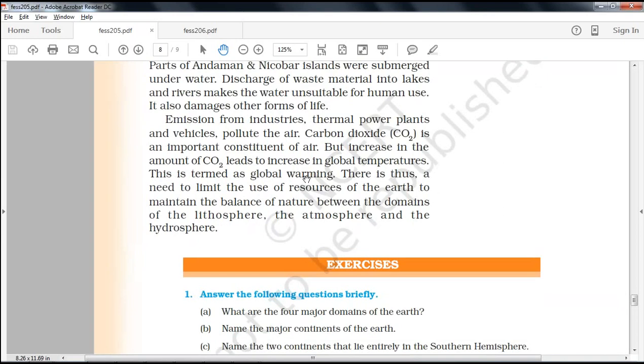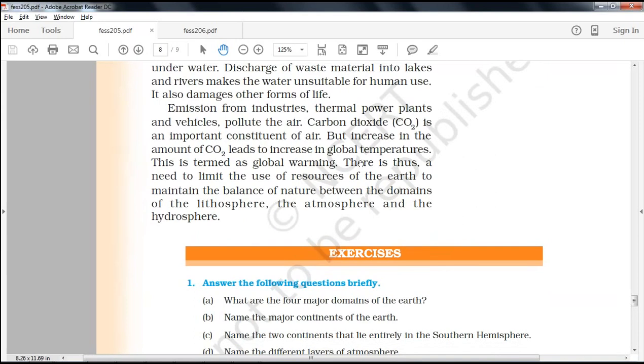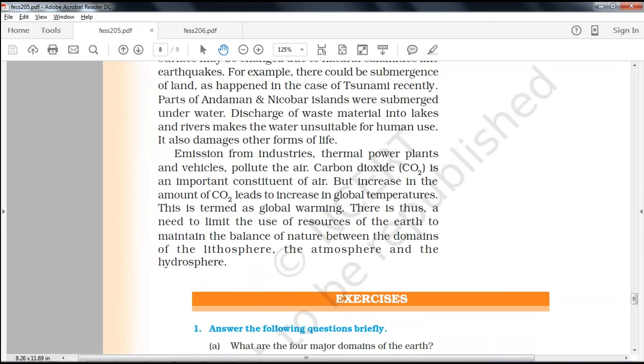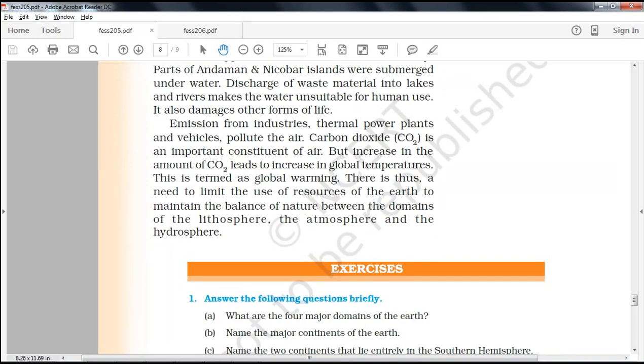Even the atmosphere can get polluted because of natural processes like volcanic eruptions or because of human induced causes like automobiles, factories, etc. Burning of fuels releases a lot of carbon dioxide into the atmosphere. Even hydrosphere can get polluted if we discharge waste material into lakes and rivers, which makes the water unsuitable for human use. And it also damages the life forms that are living in oceans, seas, and rivers. So, because this biosphere, the combination of these domains, is very important for our own existence, we have to protect it.